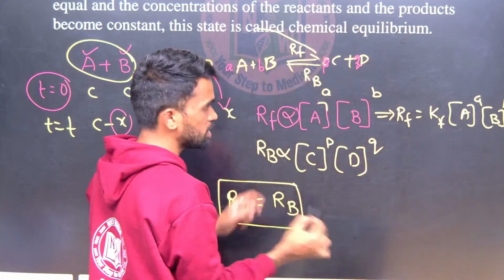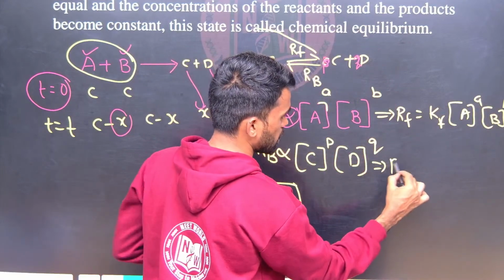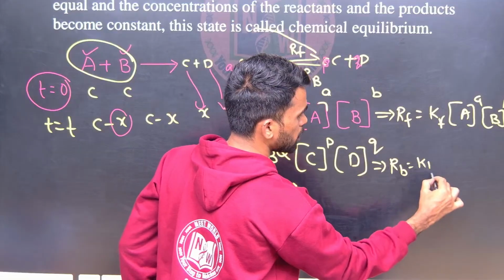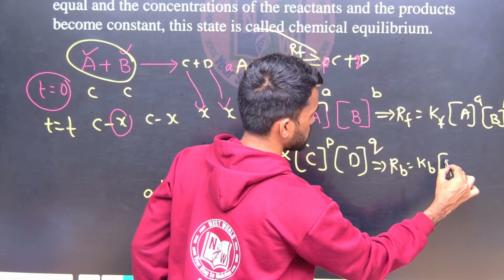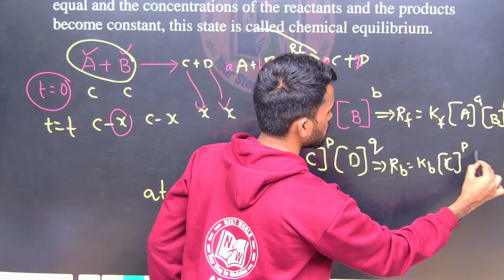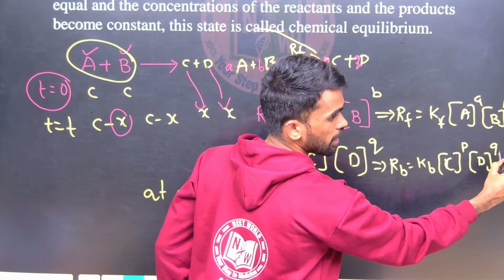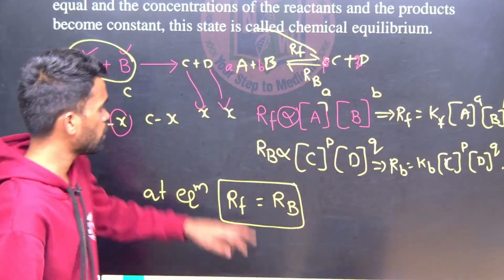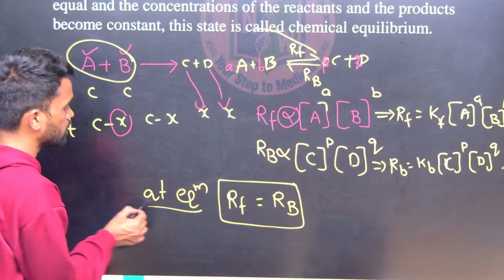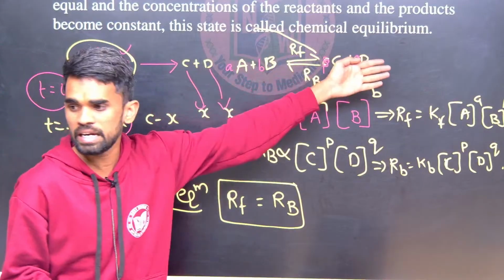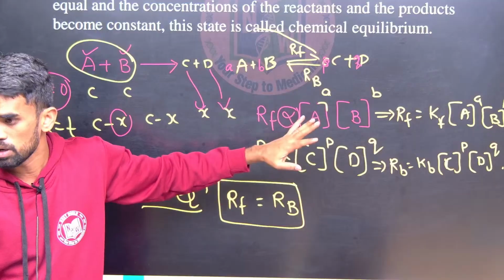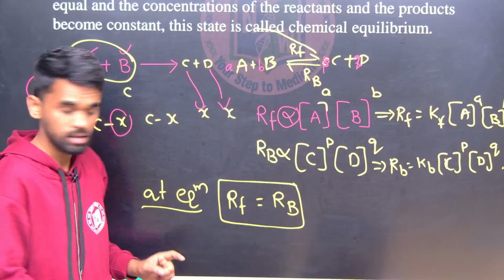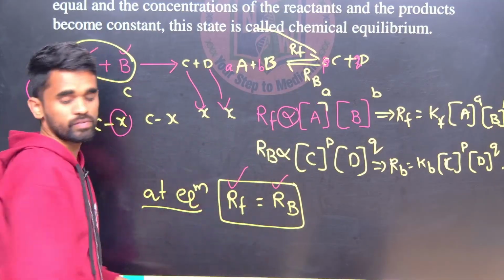Okay, for this reaction I can write the backward rate RB equals Kb times the concentration of C to the power P and D to the power Q. Like this we can write now, right? So now what I am saying: at equilibrium the rate of forward and the rate of backward must be equal. What should be equal? The rate of forward and the rate of backward.